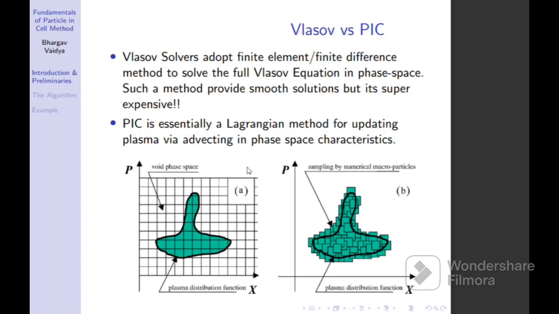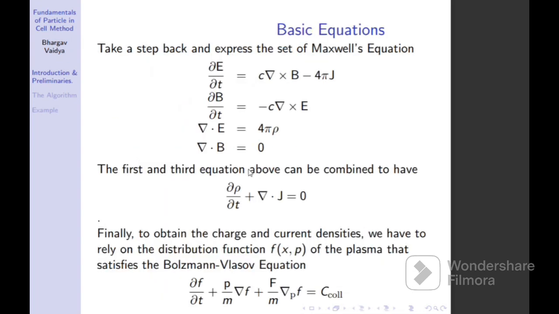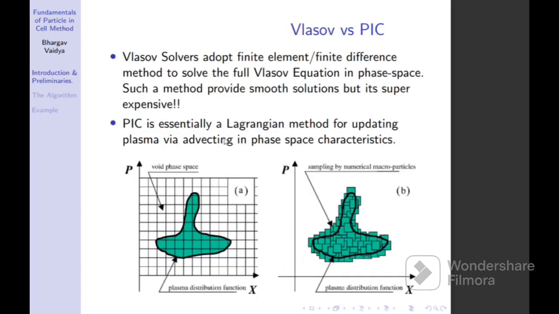Okay, so you can describe such a plasma by solving this equation and see how this thing evolves in space. So that's what Vlasov does. But you see, when you look at it more carefully, how Vlasov actually solves, you have a much smoother solution and so on and so forth.